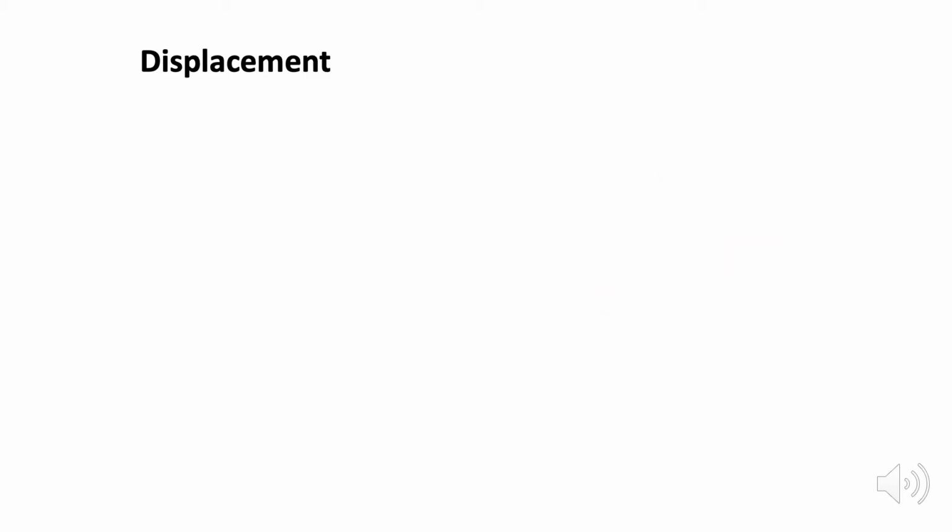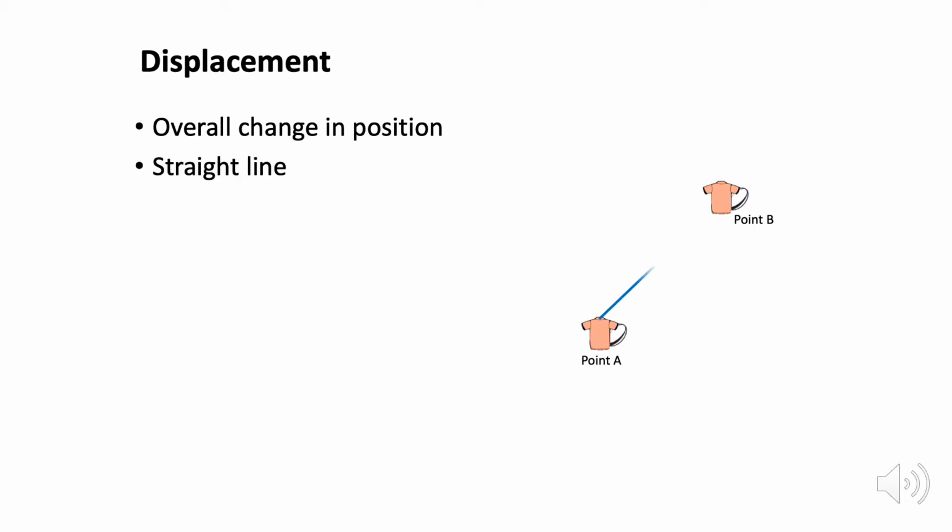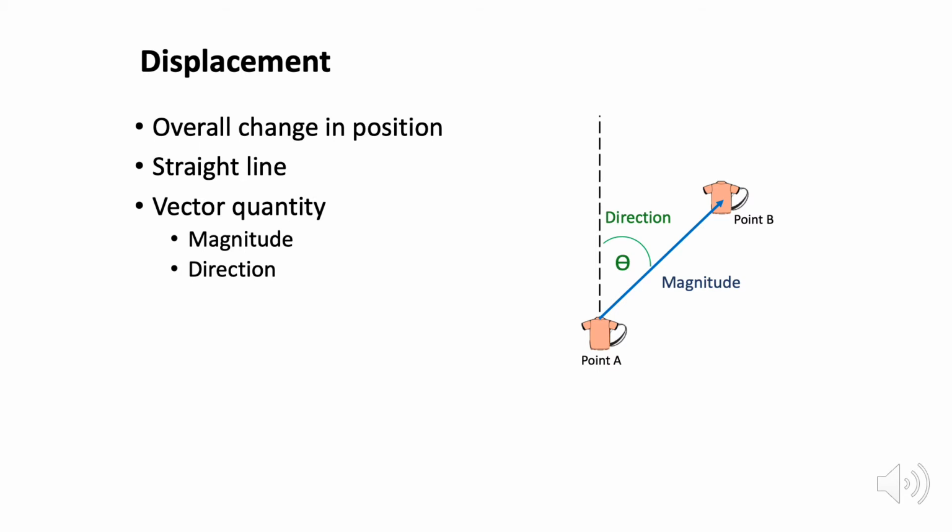We can then consider displacement as the overall change in position, so a straight line from point A to point B. By definition, it is always going to be a straight line, and it's going to be a vector quantity, which means it has a magnitude and a direction.